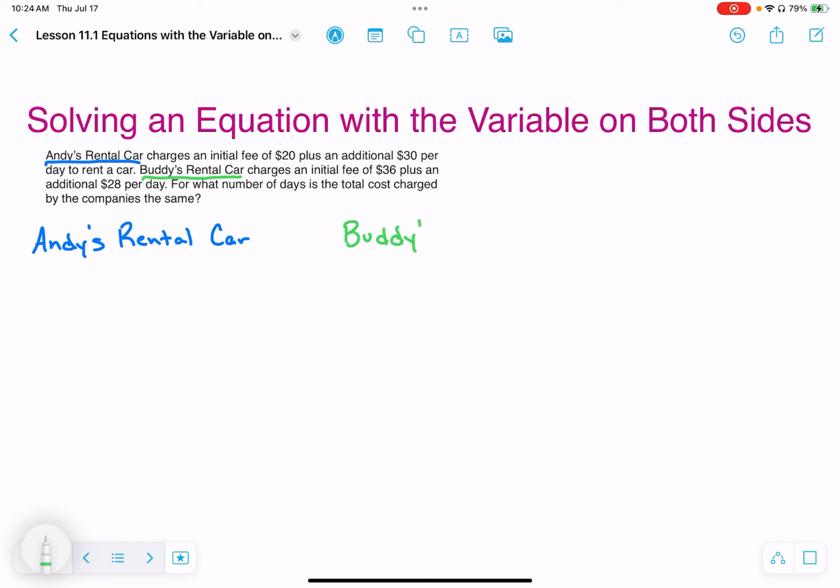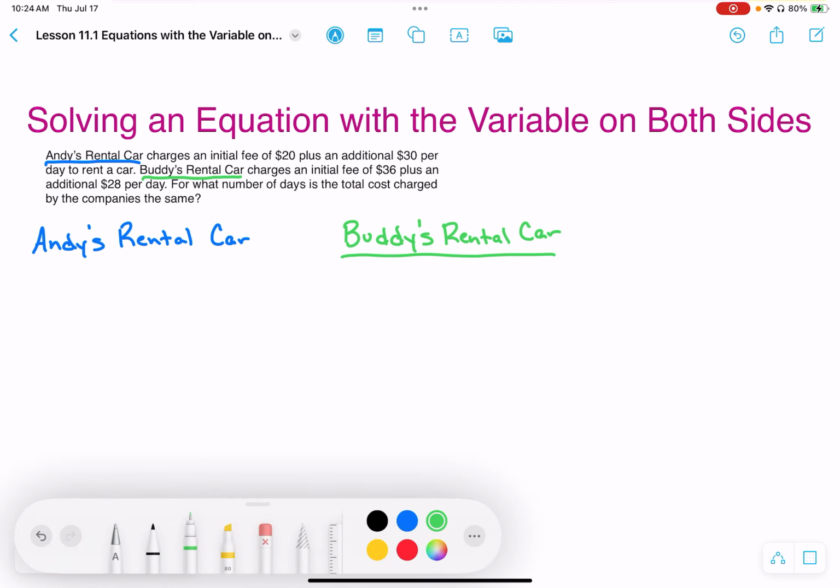Just based on name alone, I think I've got to go with Buddy's rental car. It sounds so friendly. I'd like to rent from Buddy's rental car, but we'll do the math and see which one's going to be the cheapest.